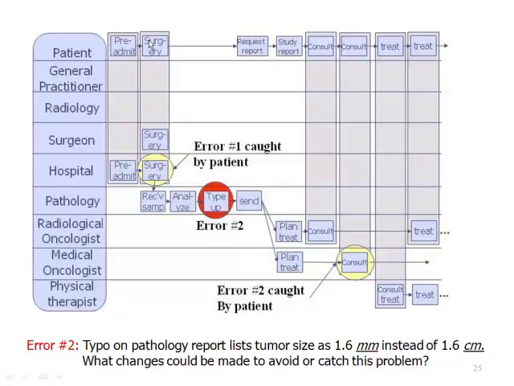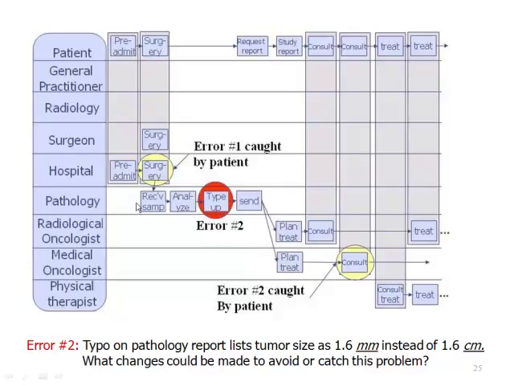We have the surgery step involving the patient, the surgeon, the hospital. Pathology received the sample. They analyzed the sample from the lumpectomy. They typed up the results and sent those to the radiological oncologist and the medical oncologist. Now, I want to talk about the second error.